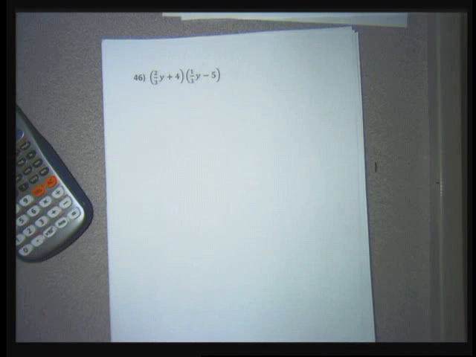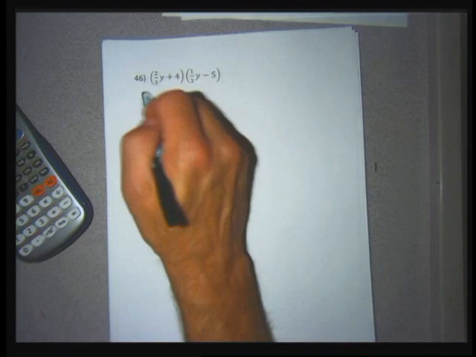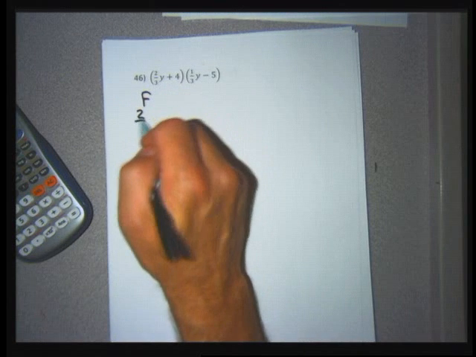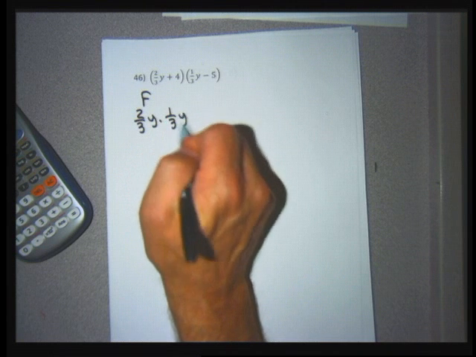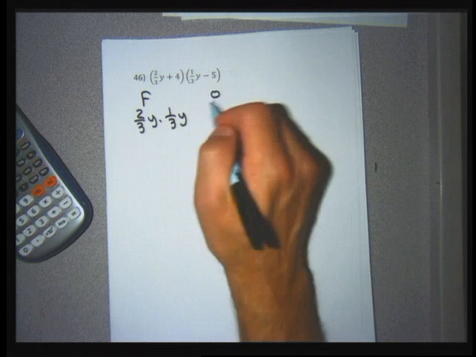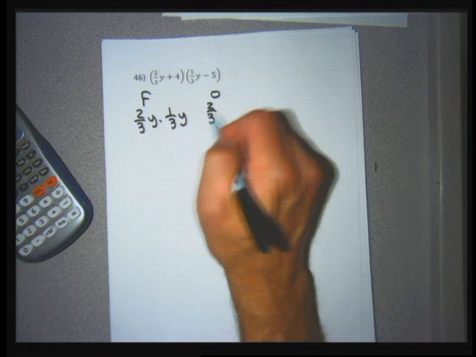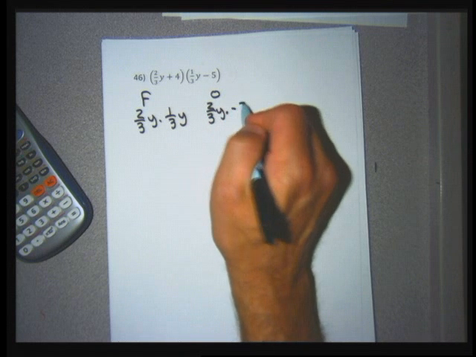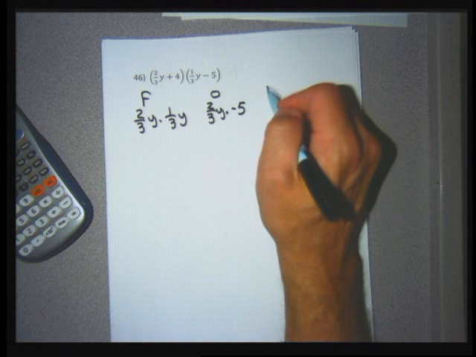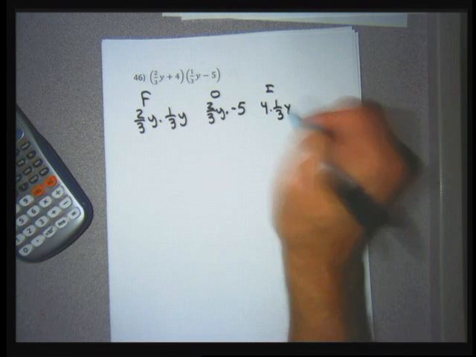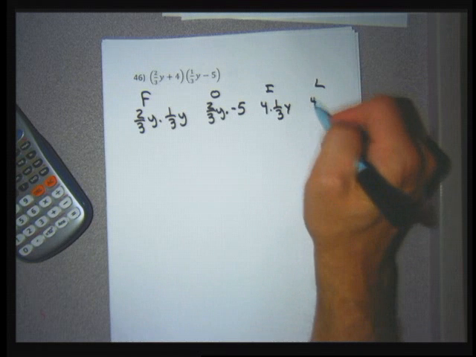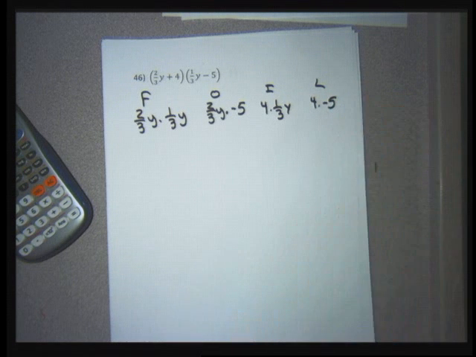46, I'll probably break out my calculator. Firsts are 2/3 y times 1/3 y. Outers are 2/3 y times negative 5. Inners are 4 times 1/3 y. Lasts are 4 times negative 5.